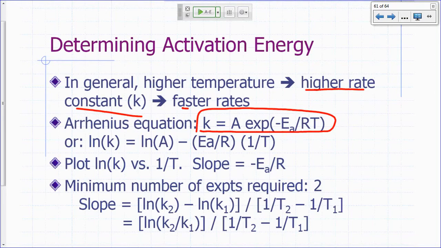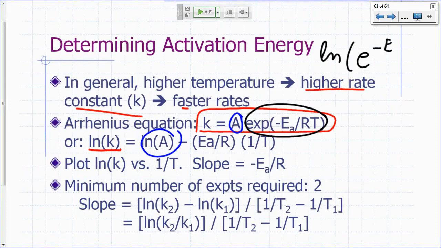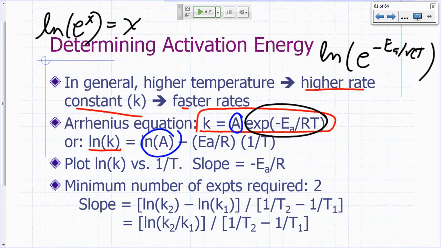Let's look at this equation. If you were to take the natural log of both sides, the natural log of k equals the natural log of A plus the natural log of this expression right here. What is the natural log of e to the negative EA over RT? In other words, what's the natural log of e to the x? It's just x, right? So the natural log of e to the negative EA over RT will just be the thing that's inside the e. So that's minus EA over R times 1 over T. So this is another way you can write your Arrhenius equation.